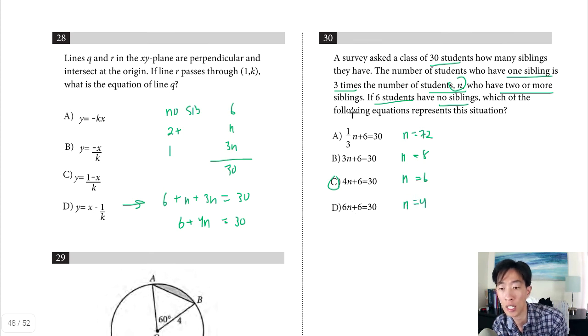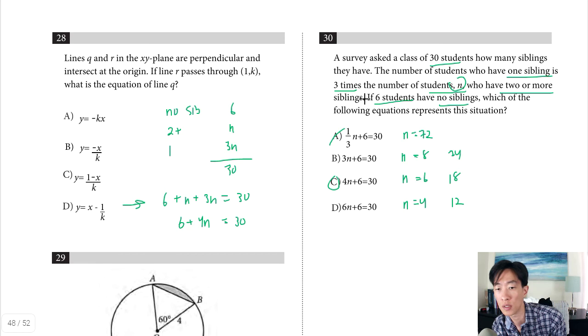Now remember, our n is the number of students who have 2 or more siblings. So what is the number of students who have 1 sibling? It's 3 times n. Automatically A is going to be out because we know 72 can't work. So we have 8 students who have 2 or more siblings. Multiply that by 3, we get 24 who have 1 sibling. Here, 6 times 3 is 18 who have 1 sibling, and 4 times 3 is 12 who have 1 sibling.